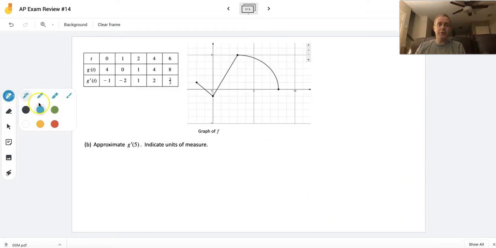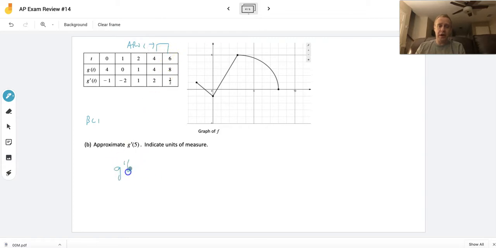All right, so the next problem here, we're still in the same BC1 problem that I did with the limit question, which has the same information, but now we want to approximate g prime of 5 and then indicate units of measure. Well, to approximate a derivative is just to find our slope, and to approximate g prime of 5 in our table here, we would want to use the average rate of change on the interval from 4 to 6, right? And so we'd want to approximate the average rate of change on this interval here.